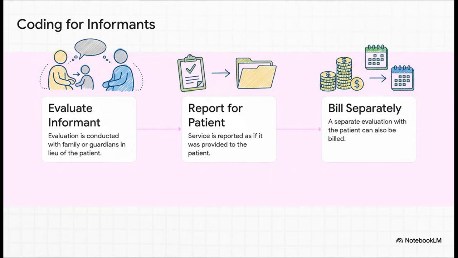So what happens if the patient can't actually be there for the evaluation? You know, maybe it's a small child or an adult who isn't able to participate. Well, CPT has a rule for that. If the provider meets with family or a guardian instead of the patient, you still report the service as if the patient was there. And here's a little insider tip. If the provider then sees the actual patient on a different day, you can bill for that evaluation too.